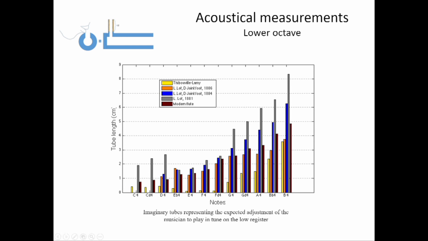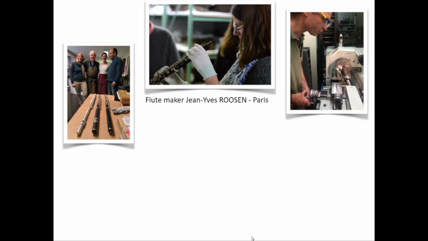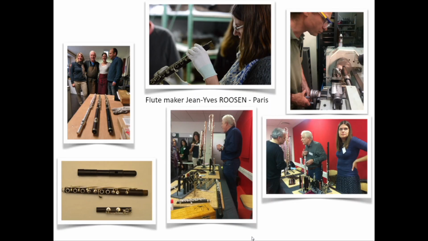So taking all these elements together, we designed a bore, actually not one but two bores, which are presented here. The blue thing here is the historical instrument, and we have a first prototype here that was not built, and we had a second prototype, the green prototype here. So we gave all these elements to a French flute maker here, and instead of discussing it anymore, I'm going to show it to you, to play it. So this is the instrument.